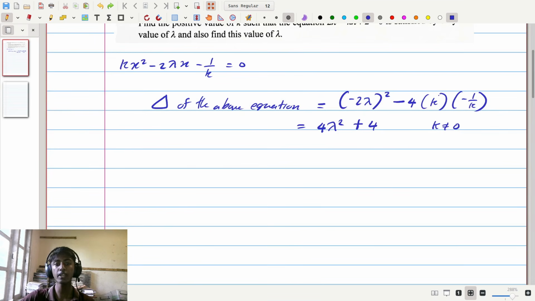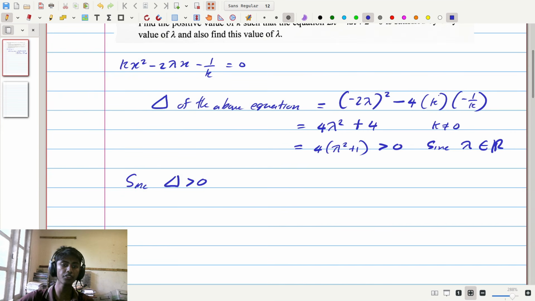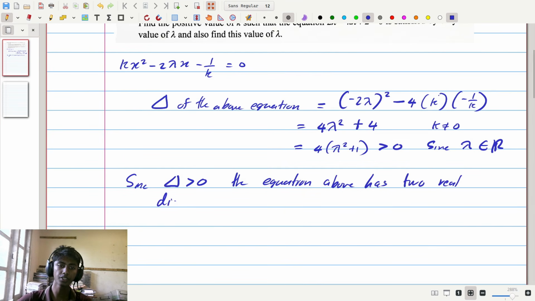Now moving on from that, we get 4 lambda squared plus 4, which if I factorize, I can get 4 times lambda squared plus 1, which is definitely going to be greater than 0 since lambda is an element of the real numbers. So what this means is that the value of delta is greater than 0 for whatever value of lambda we get. Considering that, since delta is greater than 0, the equation above has two real distinct roots. This is the meaning of delta being greater than 0. So we can say two real distinct roots.